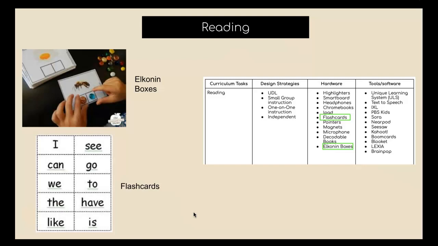To help build phonemic awareness, we have been doing the Elkonin boxes, and these help by focusing on segmenting and blending the sounds in words. And we'll do these also in small group instruction, or usually during one-on-one instruction, like during their IEP goals.